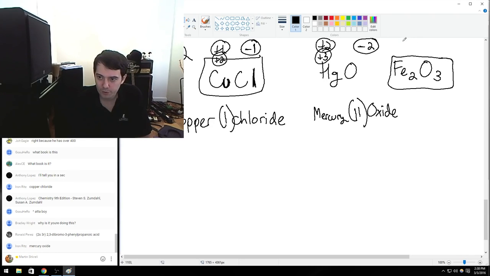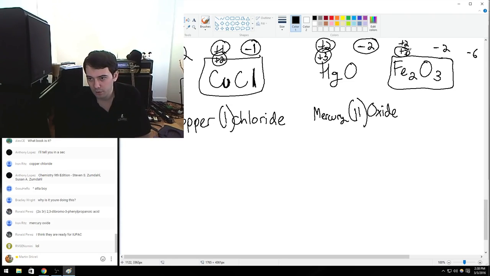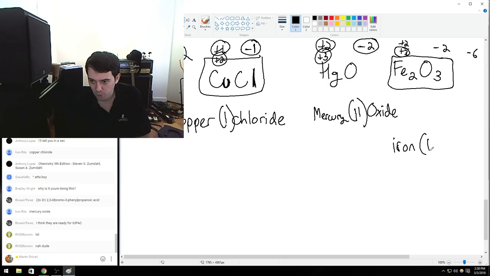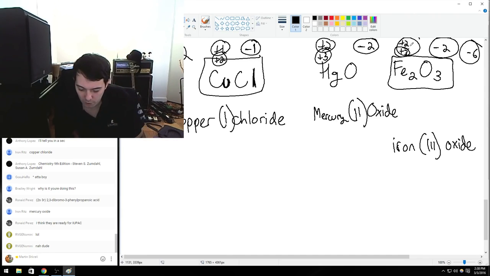This one's pretty complicated. Well, we got iron, which we know does plus 2 or plus 3. You know, oxygen only does minus 2. So we have 3 oxygens, so the total negative charge will be minus 6. We only have 2 irons, so we know it's going to have to be the plus 3 kind to balance it out. So this is going to be iron 3 oxide. And we'll learn all about these charge things. If these are a little bit confusing to you, don't worry about it. We'll get there soon.